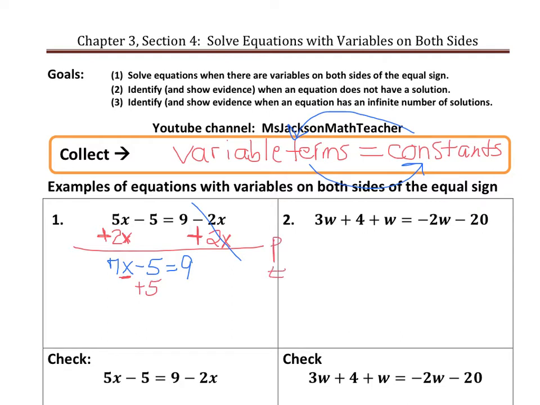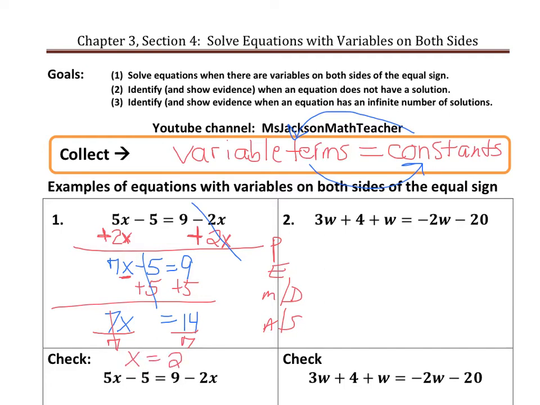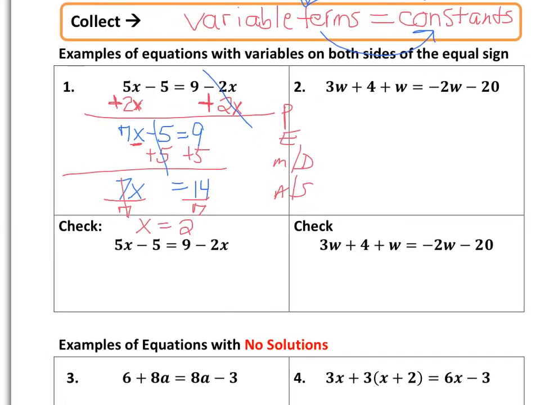Remember, we work from the bottom up. So we're going to undo that subtraction with addition. And we've got 7x. Our opposites reduce to 0. And 9 plus 5 is 14. And finally, we're going to undo that multiplication with division. And 7 divided by 7 is 1. x equals 2.